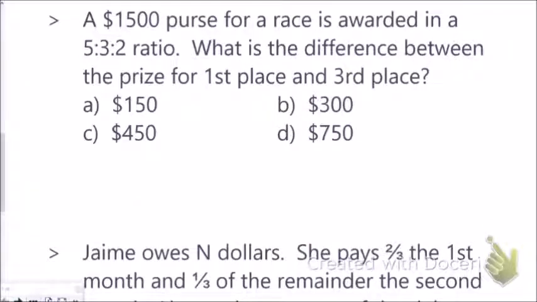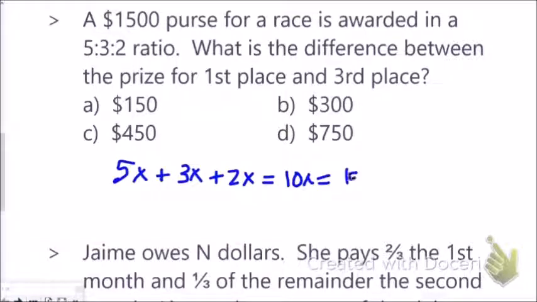$1,500 purse for a race, 5-3-2 ratio. I'm going to follow my own advice. I'm going to put an X beside each of those numbers. So 5X plus 3X plus 2X is going to be what I have there, and it says what's the difference between the prize for 1st and 3rd place. Well, if I add that up, I'll figure out that I have 10X and set that equal to 1,500. That basically means one part, one value of X when I divide by 10 is going to be $150. So that is going to be what I have so far.